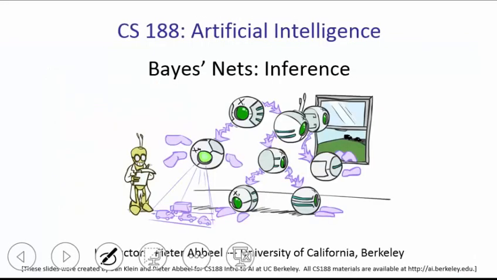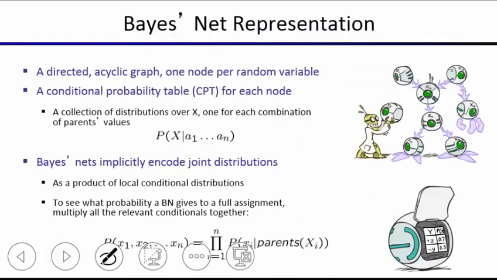All right, let's dive right in then. Today we're going to cover Bayes net inference. What was a Bayes net? A Bayes net is a way to represent probability distributions by specifying a directed acyclic graph which has one node per random variable. And then in addition to specifying the graph, you specify conditional probability distributions. One conditional distribution per variable.